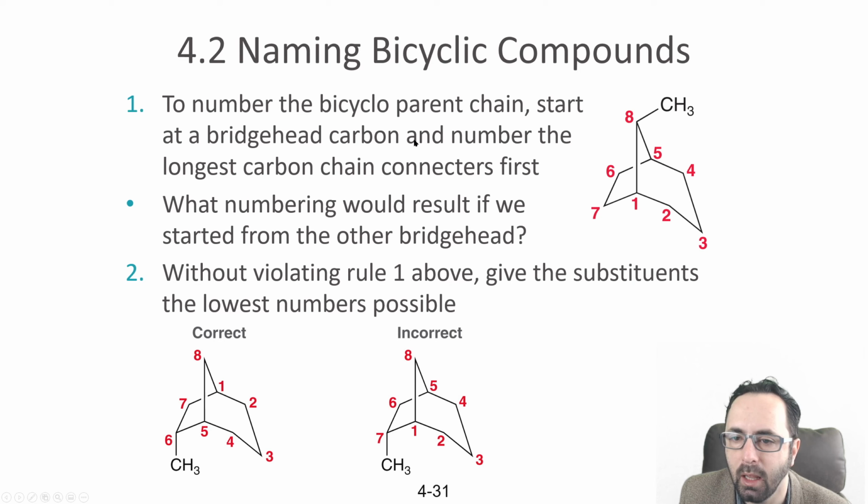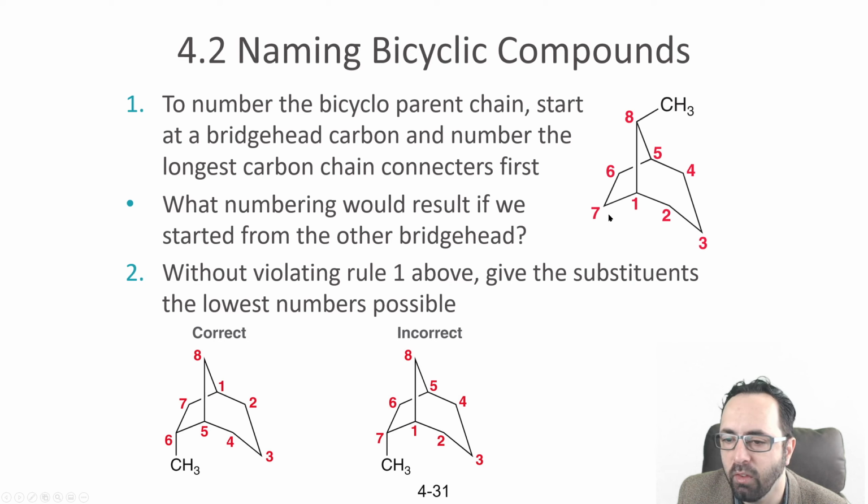When you have substituents and you're numbering a bicyclo parent chain, start at a bridgehead carbon atom. This is either the one called 1 or 5 here. The bridgeheads, you can tell, have 3 carbons attached, and this is where the 2 rings are joined. And then you number around the side with the largest number of carbon connectors first. So we're going to number around the right side here because it has 3 carbons in between rather than 2.